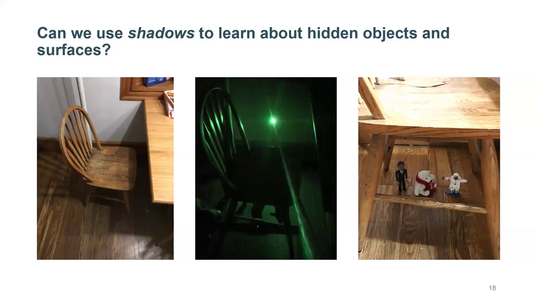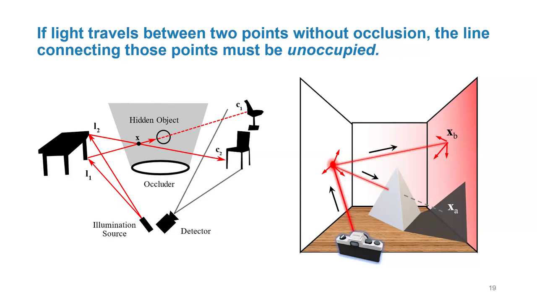What we've done is we've illuminated a point on a surface lying to one side of a hidden space, and then we've measured two-bounce light that scatters off of a surface on the opposite side of the hidden space. If we observe that light can travel from the laser spot to a second point on the opposite side of the hidden space without getting occluded or blocked, then we can infer that all points that lie in the line segment between, say, L2 and C2 have to be unoccupied. That's the basic observation that underlies our method for imaging behind occluders with shadows.